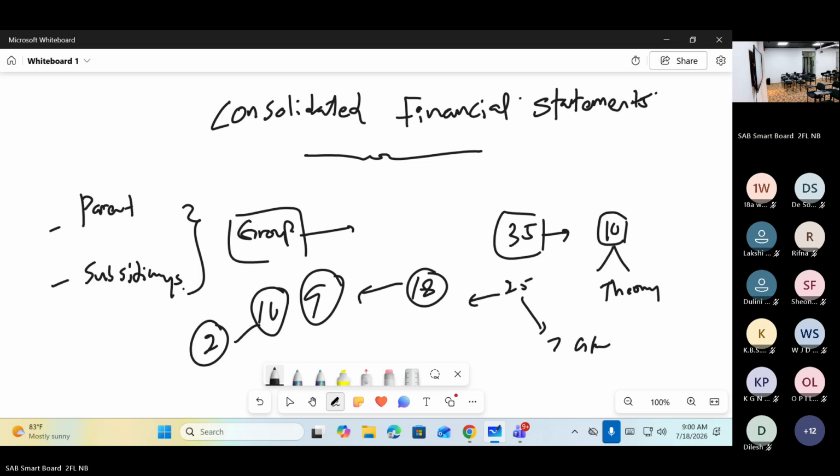Right. Now we are going to calculate goodwill. We have two methods, the full goodwill method and the proportionate goodwill method. Okay. Write the question.